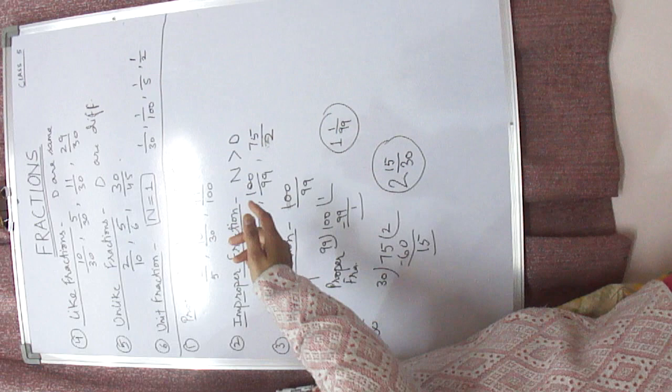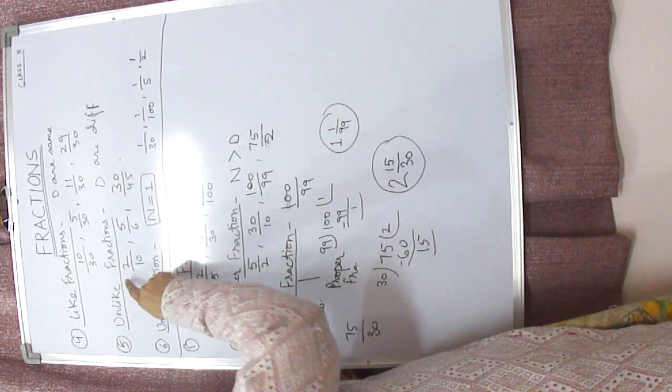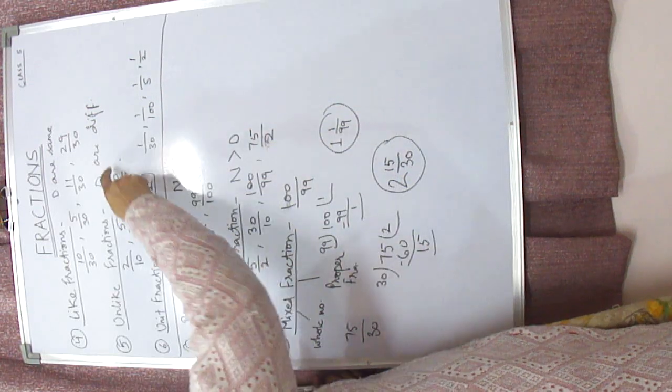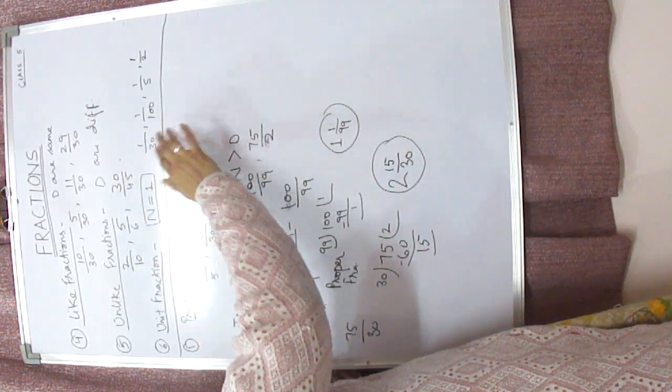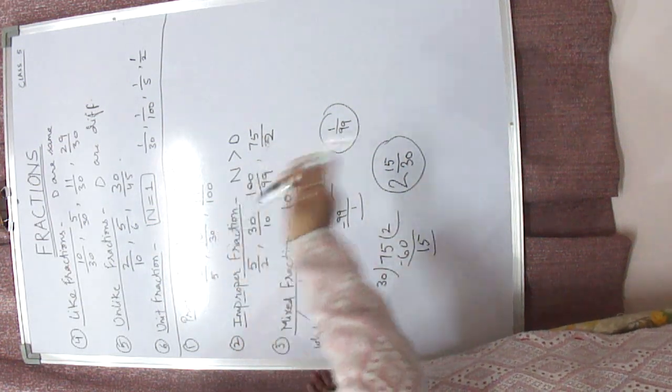Next, opposite of like becomes unlike. So where denominators are different, like 2 upon 10, 5 upon 6, 30 upon 45. In all these cases, my denominator is different, so it becomes unlike fraction.